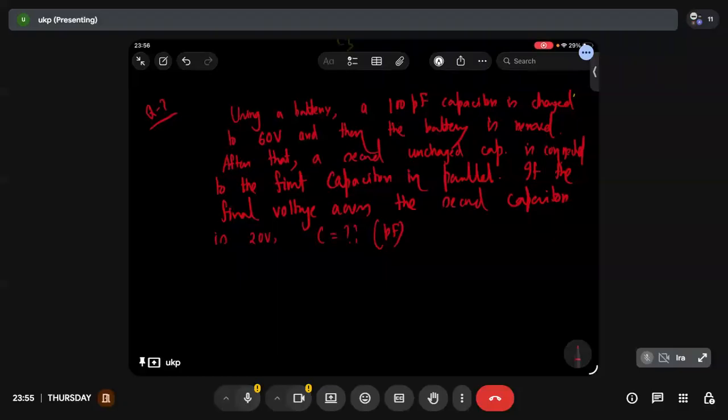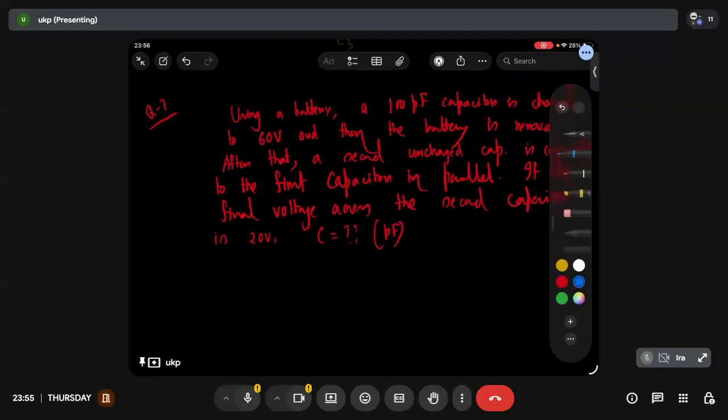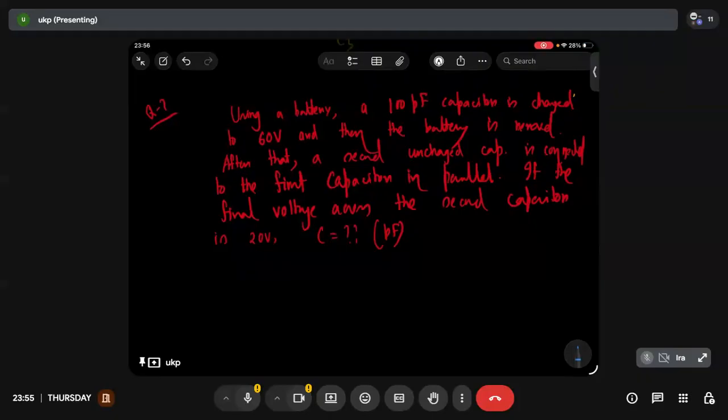Chalo quick. Using a battery, a 100 picofarad capacitor is charged to 60 volt, and then the battery is removed. After that, a second uncharged capacitor is connected to the first capacitor in parallel. If the final voltage across the second capacitor is 20 volt, find the capacitance. So 200 picofarad. Anyone else?